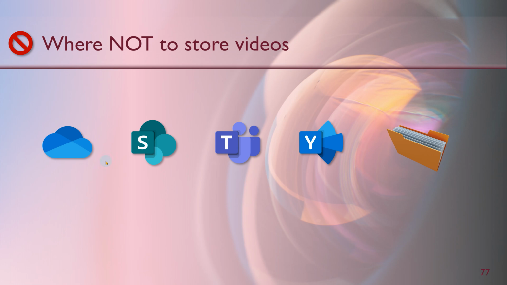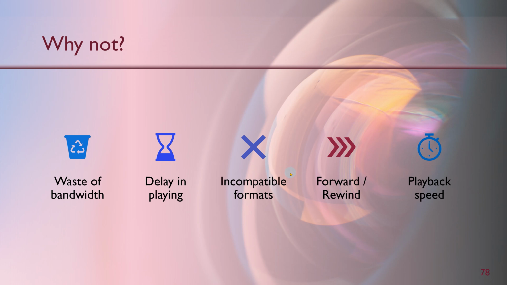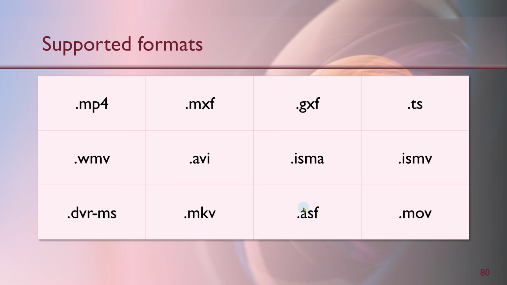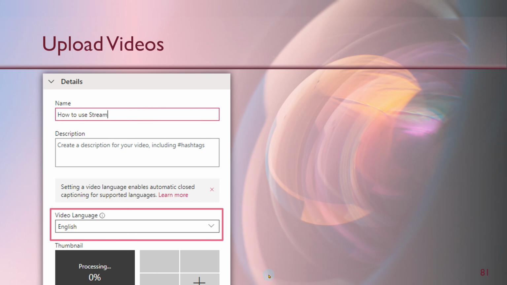So you should not put videos in file system or in SharePoint or Teams or OneDrive because they waste a lot of bandwidth and the response is not good. You have a special product for that. It's a streaming server called Stream. It understands all types of videos and it will automatically convert them.